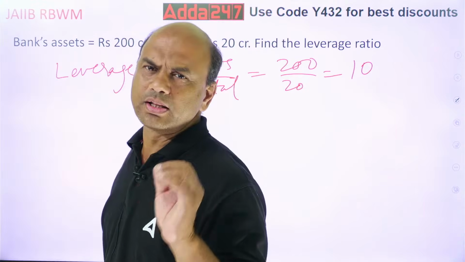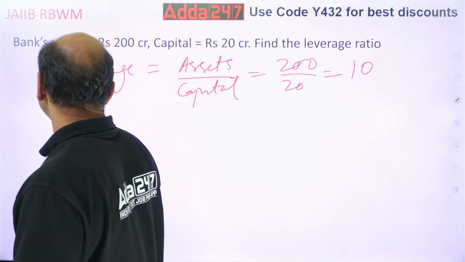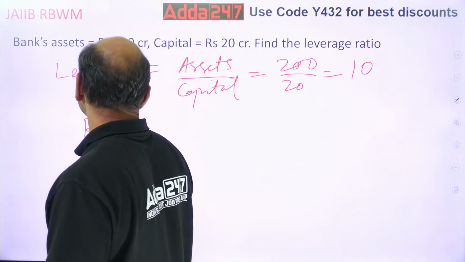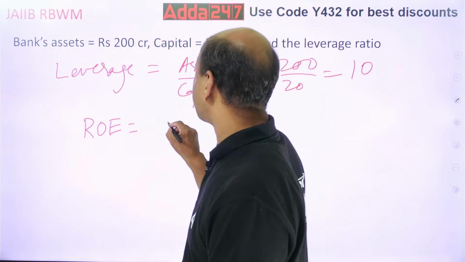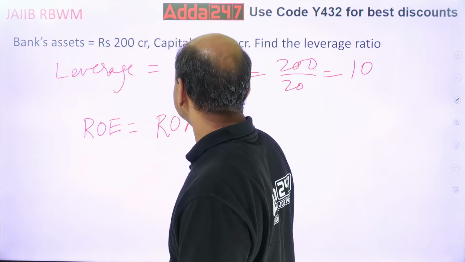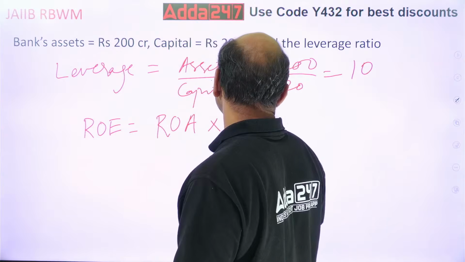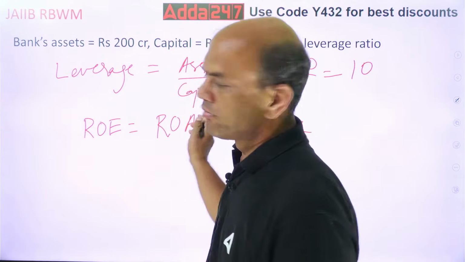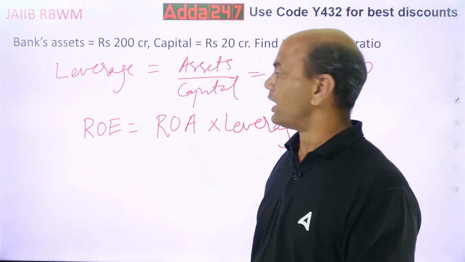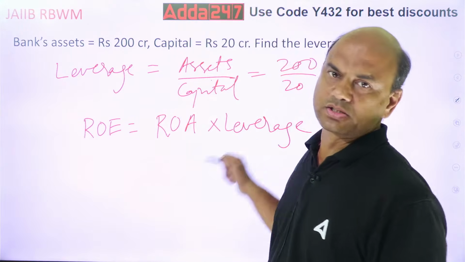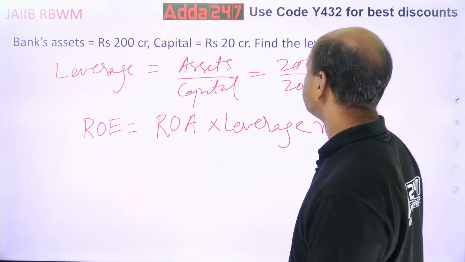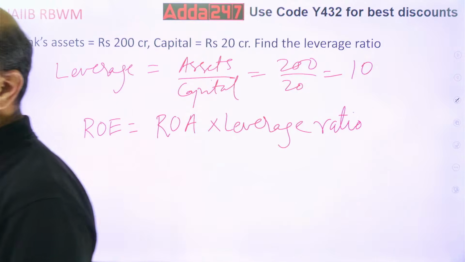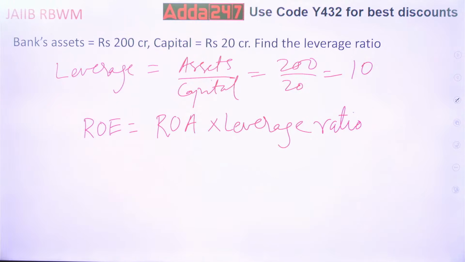Kindly note one relationship. ROE, this is very important. ROE equals ROA into leverage ratio. Very important. ROE equals ROA into leverage ratio. Got it, everyone?